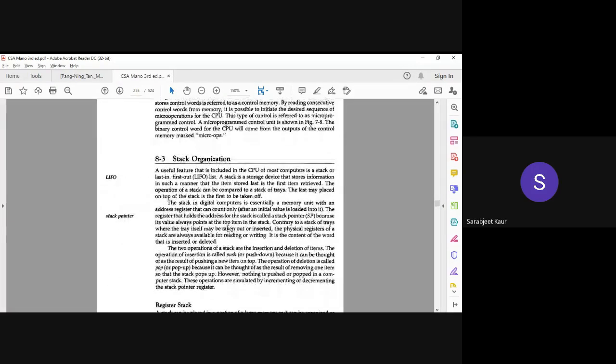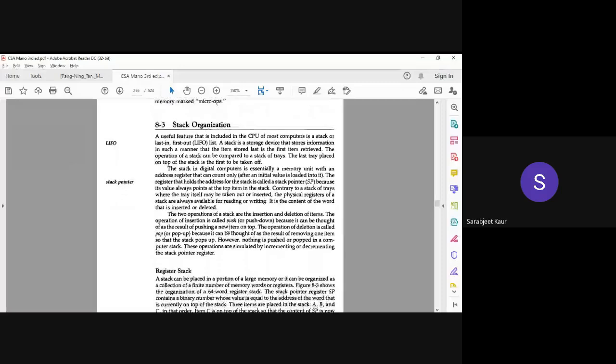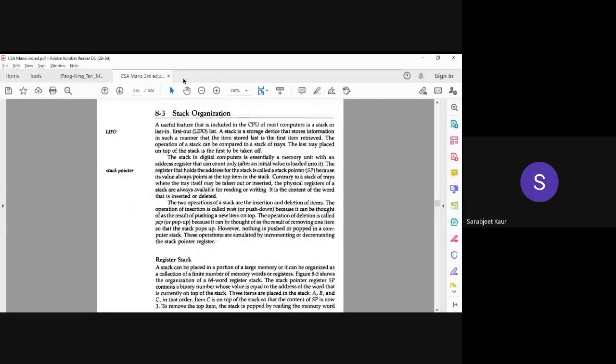Okay, now another thing that I want to discuss with you today is what is a stack. Now you have already studied, you've already looked at arrays in C, C++, whatever language you've done, right? So, what is a stack?